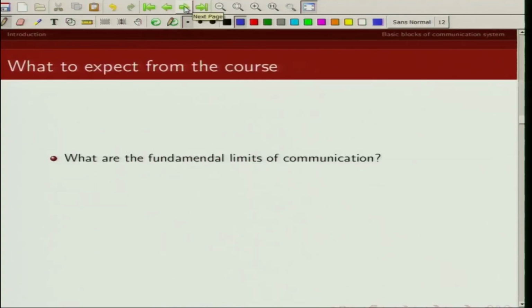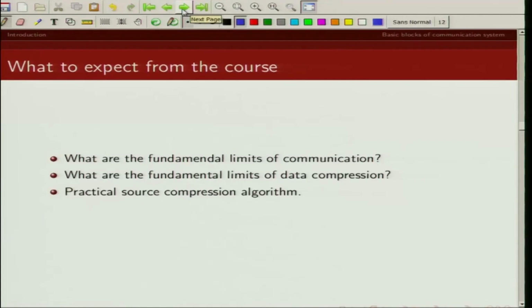So what can you expect after going through this course? You should be able to understand or find out what the fundamental limits of communication are, at what rate we can reliably communicate over a communication channel. You should also be able to find out what the fundamental limits of data compression are.